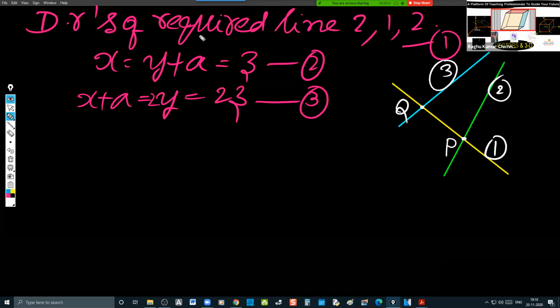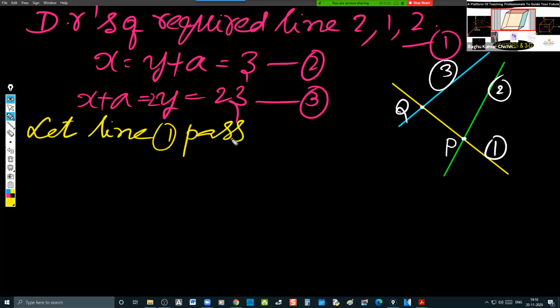Now, the DRs of the required line are given to be 2, 1, 2, and this is one of the lines. We don't know the point of intersection for this, so let us suppose line 1 passes through (x1, y1, z1).